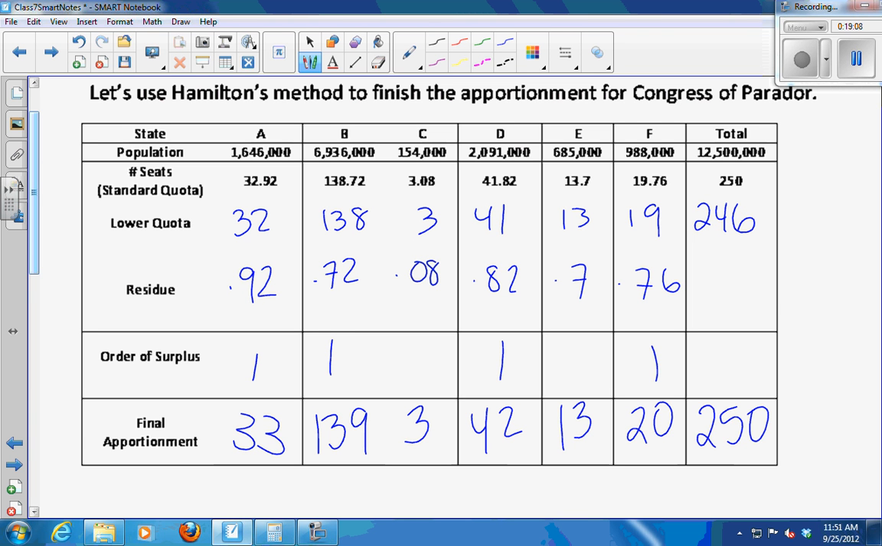So what do you think? Is it fair? Yes. Yeah, I still feel that C is underrepresented. I know it's accurate to the method. I just feel like they don't have enough.